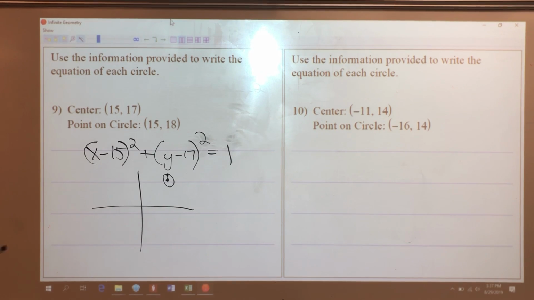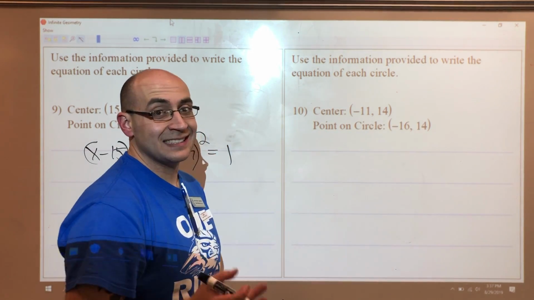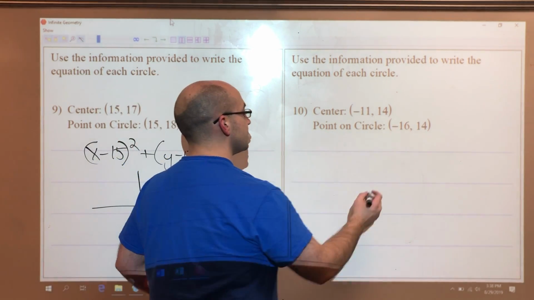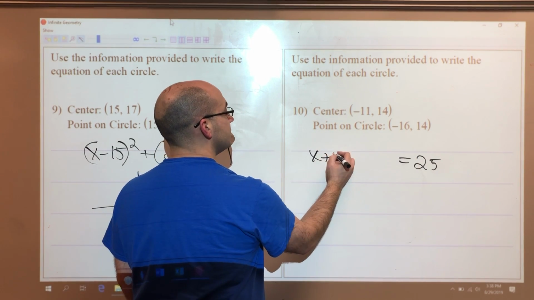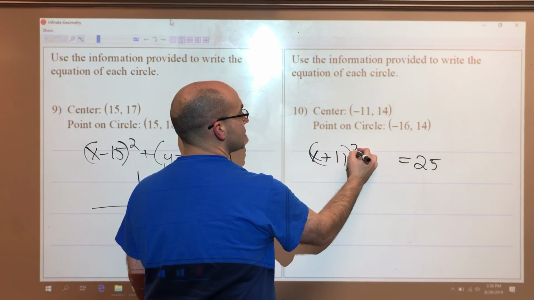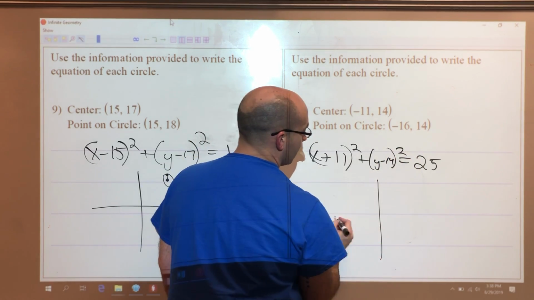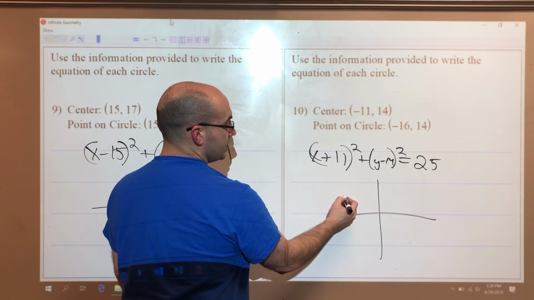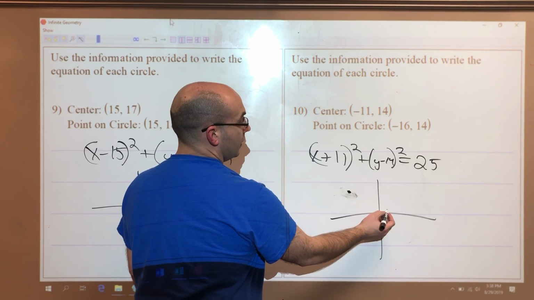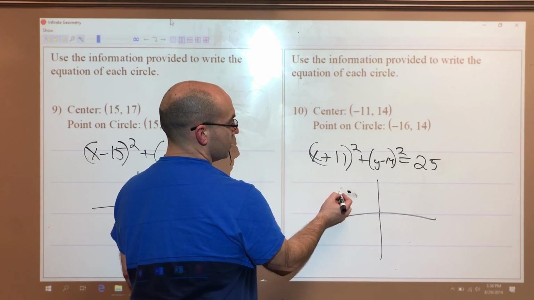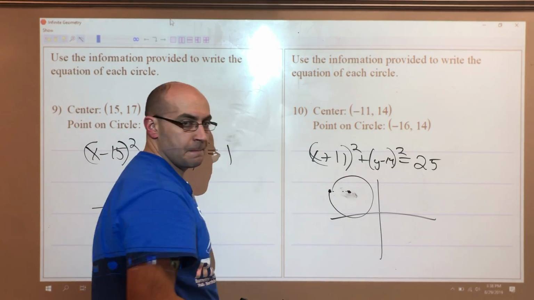Now, don't get fooled. I know we have the same y value, but what's the difference in x? That difference is 5, which gives me my r squared value of 25. So x plus 11 squared plus y minus 14 squared equals 25. On our graph, negative 11, 14, that's actually terrible right there, and then negative 16, 14, 5 units away.